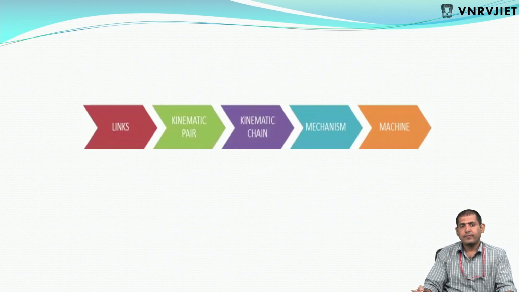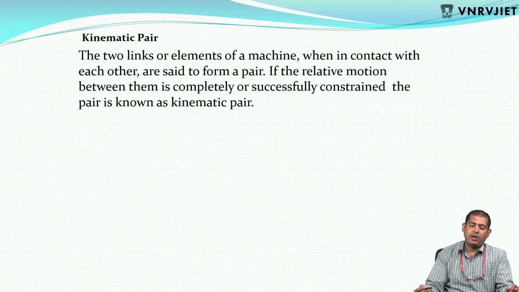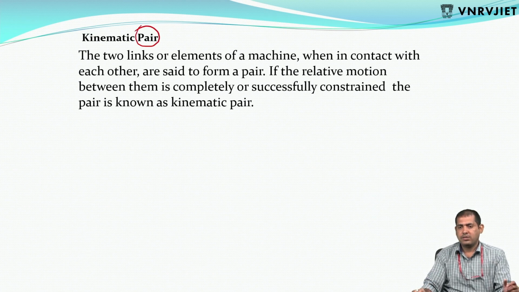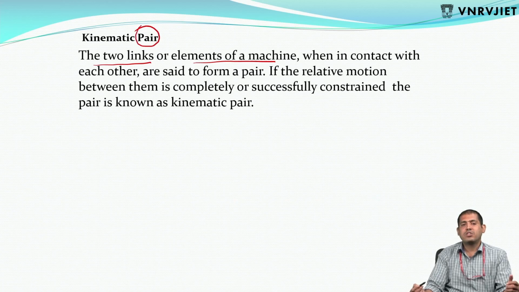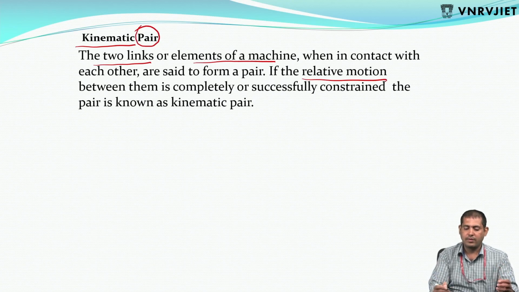Okay, next part is the kinematic pair. What is this kinematic pair? Now pair, as we know, is a combination of two parts. So the two links or elements of a machine, when in contact with each other, are said to be a pair. When two links are in contact with each other, we can say that is a kinematic pair. Now the thing is that the relative motion between them is completely or successfully constrained. Then the pair is known as a kinematic pair.